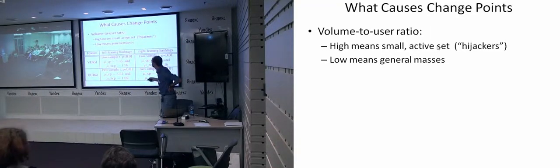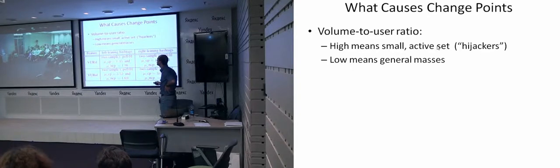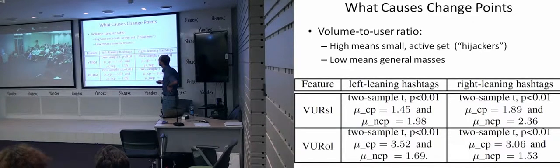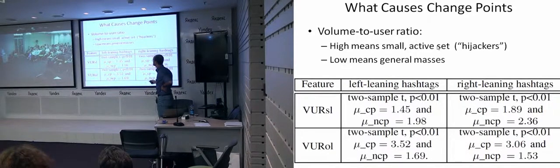So what do you see here? This is now the volume to user ratio. This is what VUR stands for. SL is for same leaning. OL is for other leaning. Okay, volume to user ratio, same leaning, other leaning. Fine. Then there's something left, right. Okay, so let me explain the rest. This is just the average value of change points, CP, versus non-change points. Let me start maybe with the most important thing here.